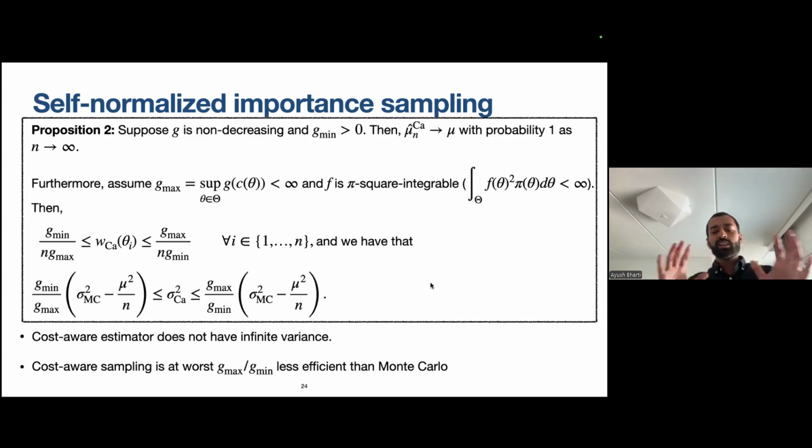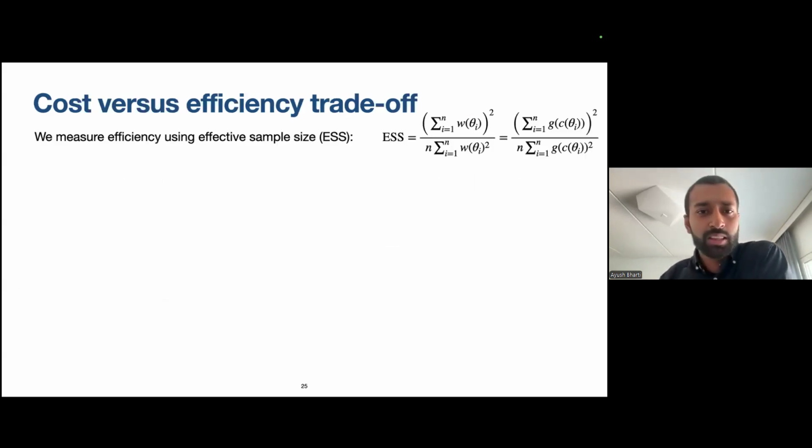The only thing that I want to tell you here is that we analyzed the bounds for the weights and the variance of our estimator. So long as G min and G max are bounded, these things do not have infinite variance. As you can see here, this is the variance of the Monte Carlo estimator, and we are at worst G max by G min less efficient than Monte Carlo. And of course, since we control G, this is something that you can choose. The take-home message from this slide is that the estimator is not going to explode with infinite variance. All right, but there is some sort of a cost versus efficiency trade-off here, right?